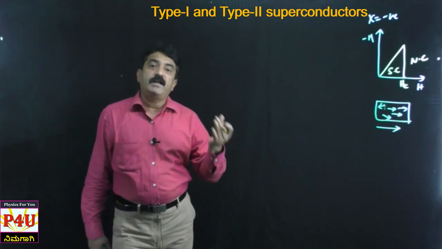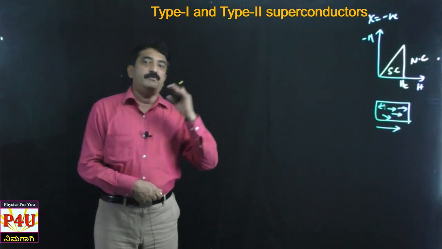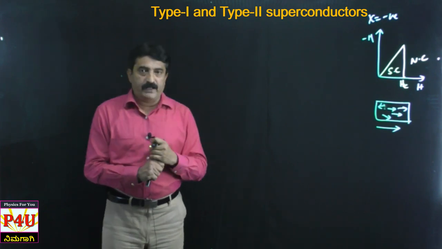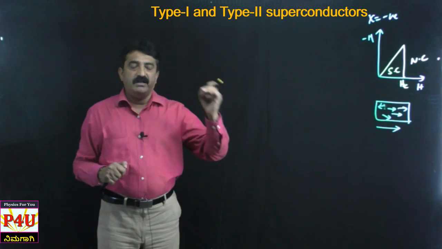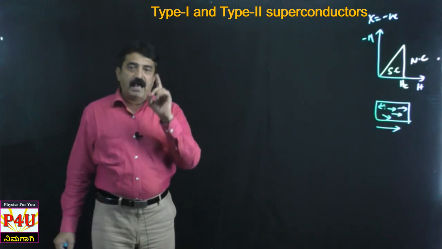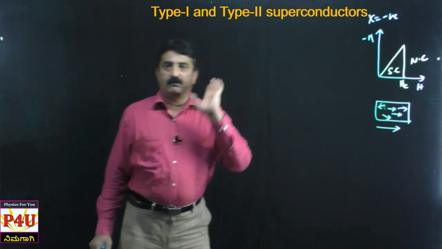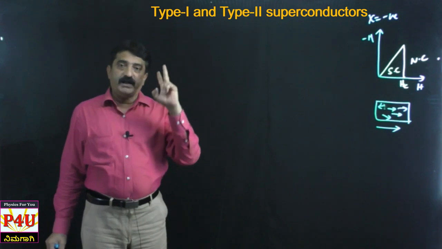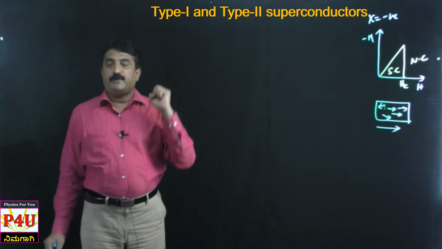Well, then what is the type 2 superconductor? What is the difference between type 1 and type 2 superconductor? This question will come to your mind. So without much delay, I will give you the definition. If a superconductor has only one critical field, then it is called a type 1 superconductor. If there are two critical fields, then it is called a type 2 superconductor.